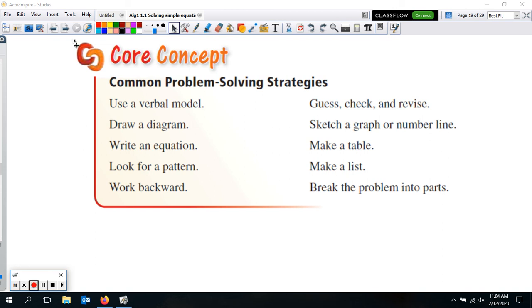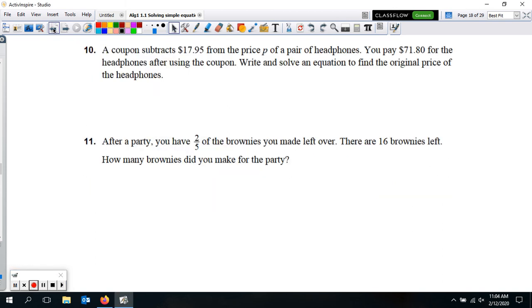So as we look at our next ones here, number 10 says a coupon subtracts $17.95 from the price P. They already told you the price is the variable P. There's your unknown. Remember we talked about how you have to identify what your unknown is. We don't know the price, the price P of a pair of headphones. It says you pay $71.80 for the headphones after using the coupon. That's some expensive pair of headphones. Write and solve an equation to find the original price of the headphones.